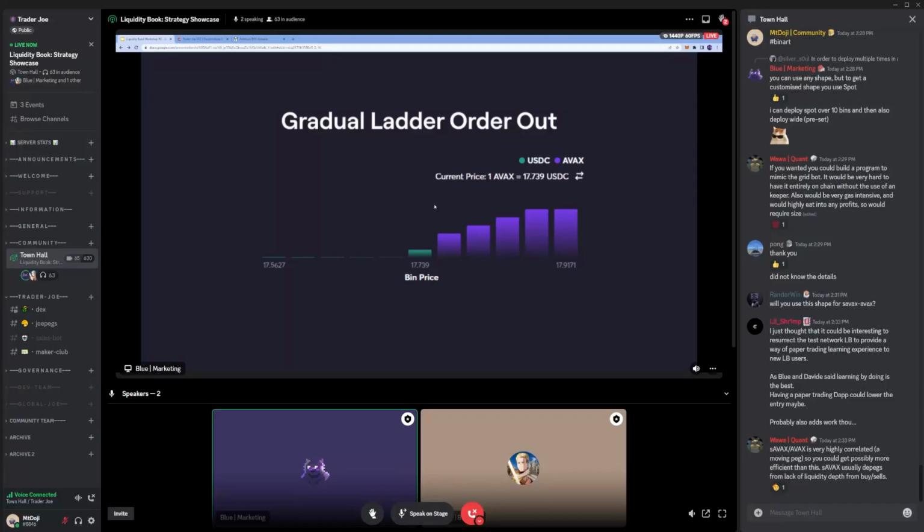So I've concentrated my AVAX tokens over 5 bins, and that's gradually increasing because I want to reduce the potential impermanent loss I could incur from selling these AVAX. I'm putting the majority of my AVAX in the last 3 bins, up to 17.90. I've got some of my AVAX a bit lower down, but my strategy is that I want to sell these AVAX tokens for USDC.